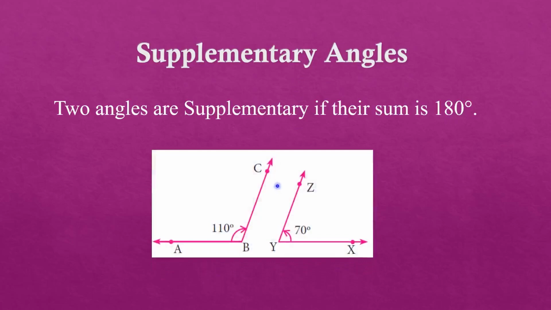See this example. Here angle ABC is 110 degrees. That is, angle B is 110 degrees. Here XYZ. Angle XYZ means this angle Y is 70 degrees. The sum of the angles B and Y is 180 degrees. So those two angles are called supplementary angles.